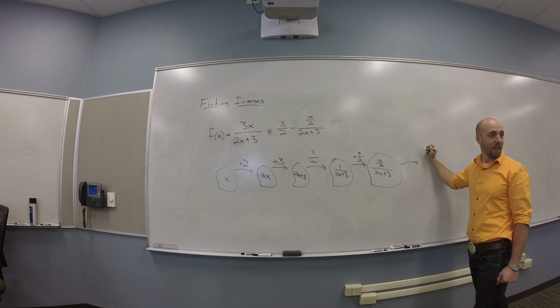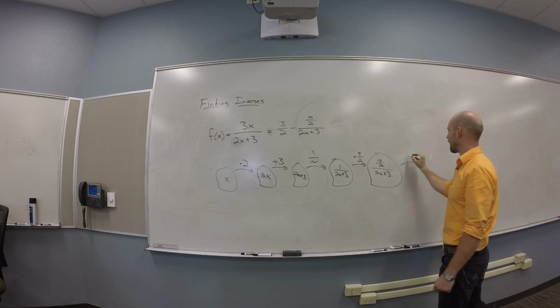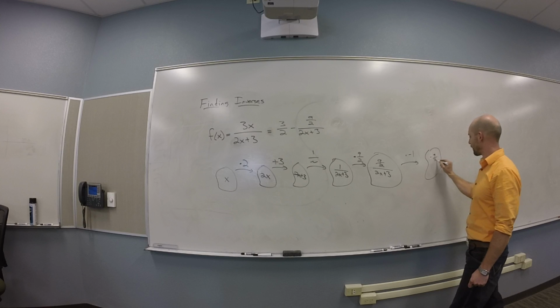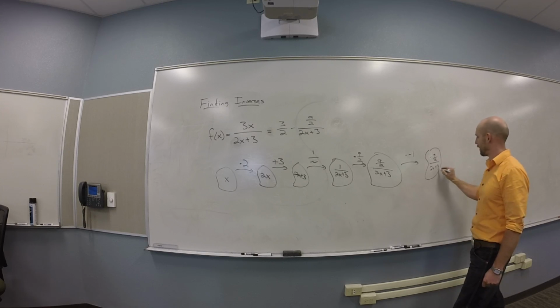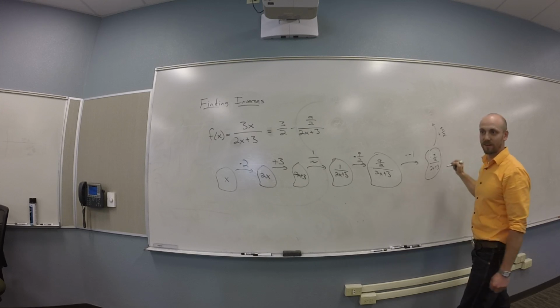What's your next thing? Add 3... No, over 2, negative. Yeah, you want to make it negative, so you need to multiply by negative 1. Now I've got negative 9 over 2 over 2x plus 3. And now I need to add 3 halves to it.